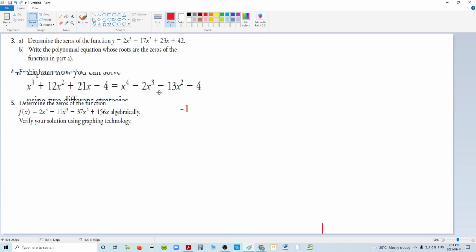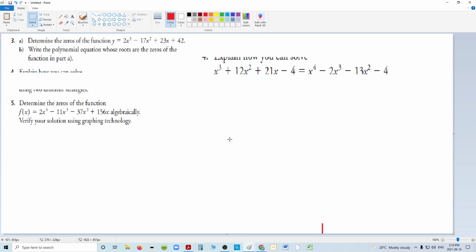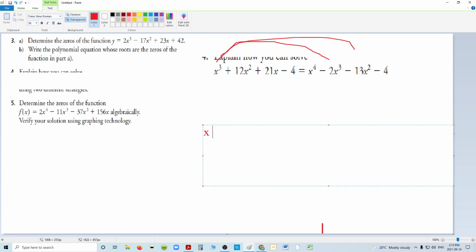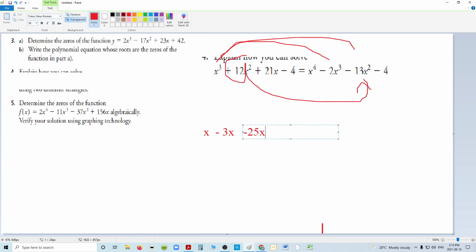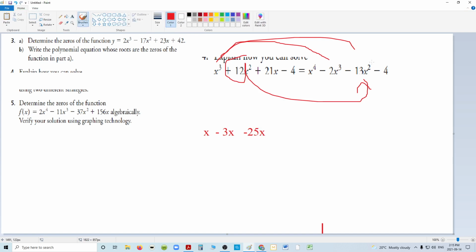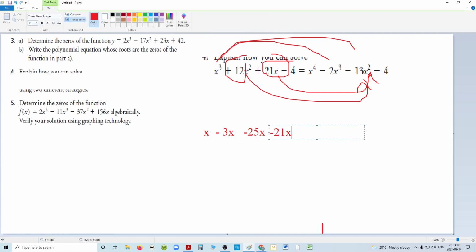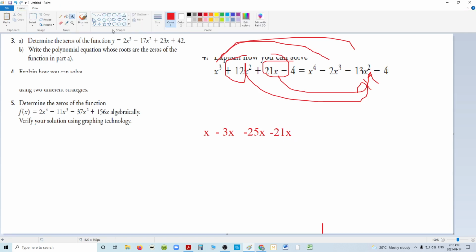Explain how you can solve this in two different ways. Well, first, no matter which way you do it, you need to put all your things on the same side. We're going to put it all on this side to keep the x to the 4 positive. So x cubed subtracted over here makes minus 3x cubed. So I'm going to get x to the 4 minus 3x cubed. When I bring this 12x squared over here, it's going to be minus 25x squared. Now the x: when I bring the minus 21x, there's no 21x over here, so it just becomes minus 21x. And finally, when I bring the minus 4 over, it becomes plus 4, it cancels out with the existing number. So I'm going to get this.